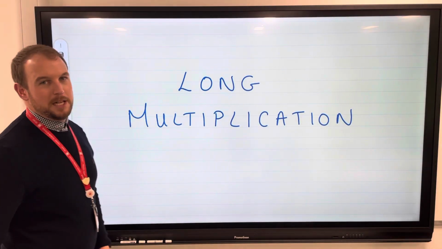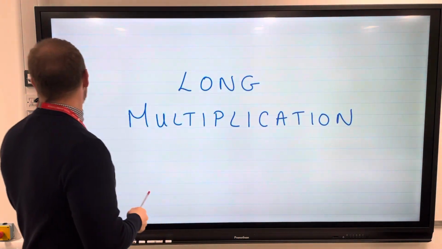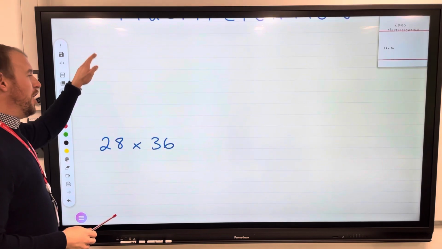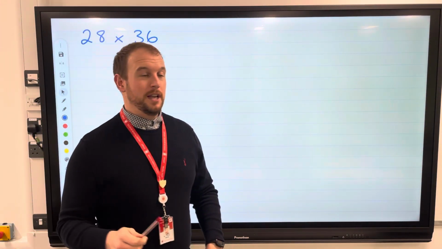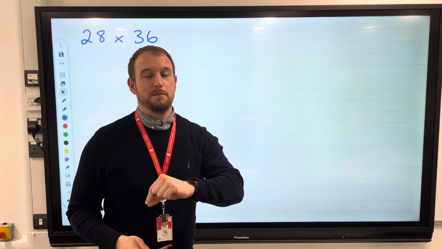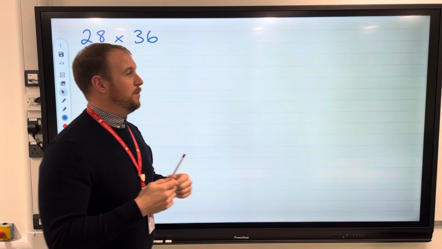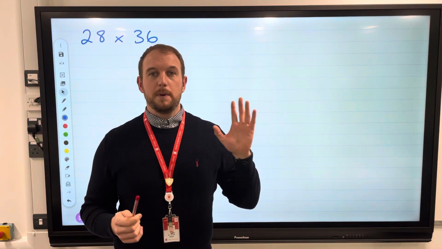So long multiplication, one of my favourite things to start with a new class, because there are plenty of different ways of working this multiplication question out. Okay, there are a lot of different methods. If you haven't seen any method, I'm going to go through a few that I know, and I want you to pick what's right for you.